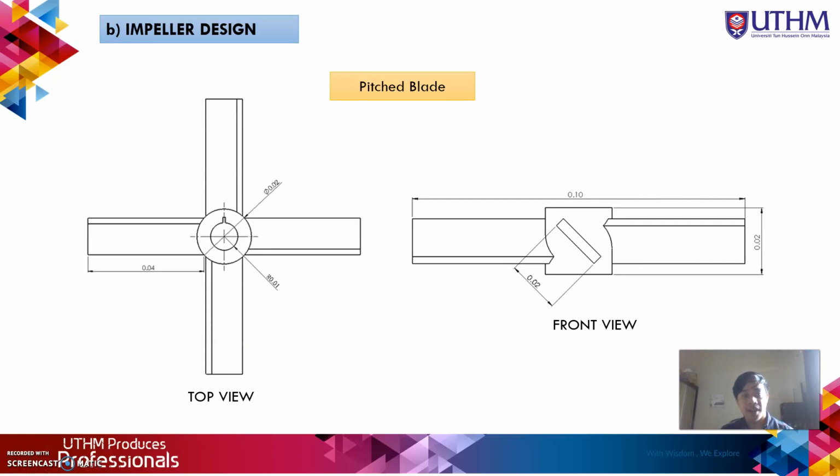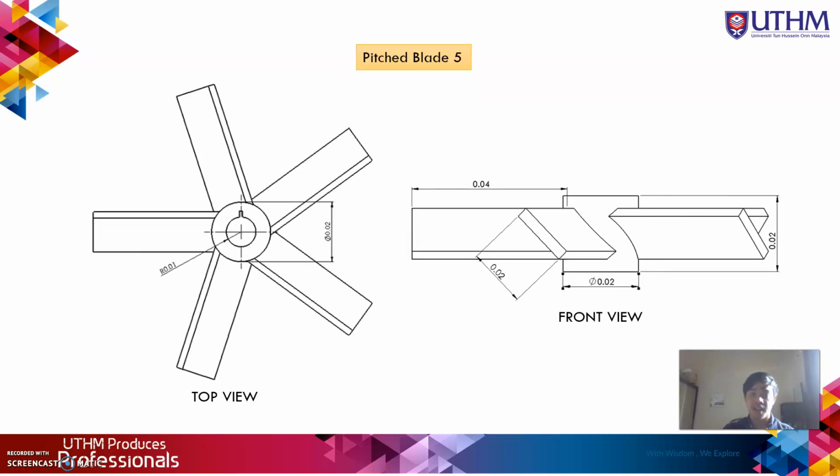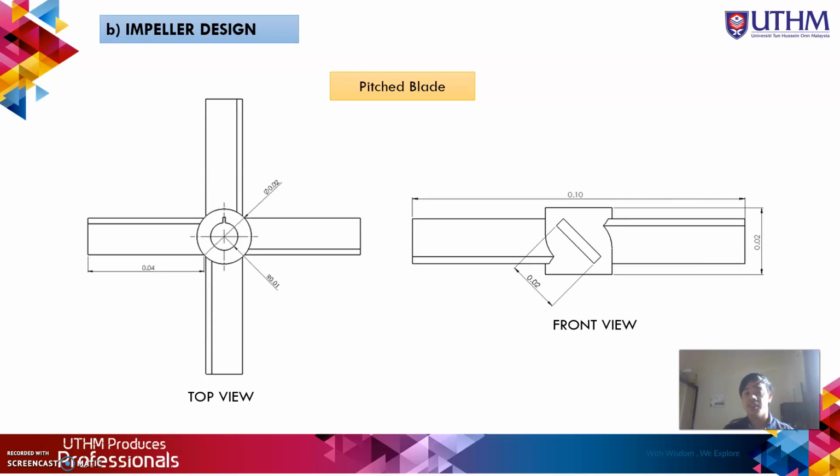Okay, next is about the impeller design. The two impellers, which is pitch blade and pitch blade 5, have the same geometries. But the difference between the pitch blade and the pitch blade 5 is only the number of blades. For the pitch blade, there are 4 blades, and the pitch blade 5, there are 5 blades. The diameter of the impeller is 0.1 meter. The impeller width is 0.2 meter. The impeller hub is 0.02 meter, and the angle of the blade is 45 degrees.